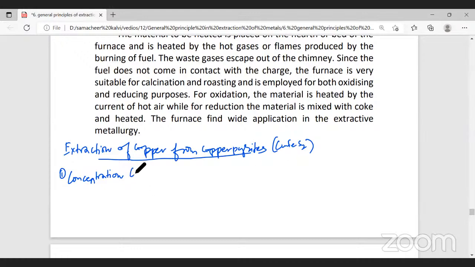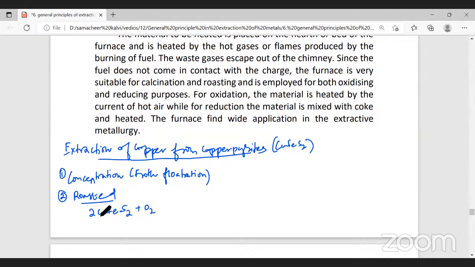Now, sulfide ores are always concentrated by froth flotation. You should remember. So you should write that the iron pyrites or the copper ore is concentrated by froth flotation. Once concentration is done, the second step: sulfide ores are always roasted. Roasting is heating the concentrated ore in the presence of oxygen. When you roast copper pyrites, what will happen?